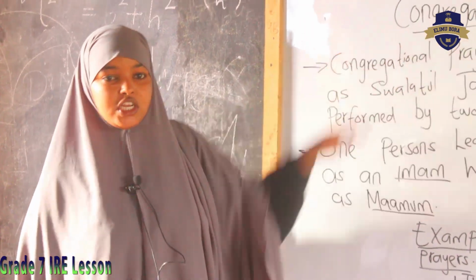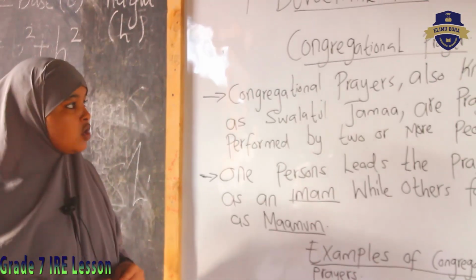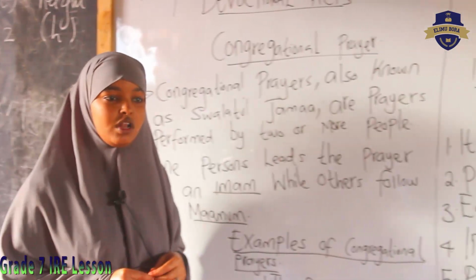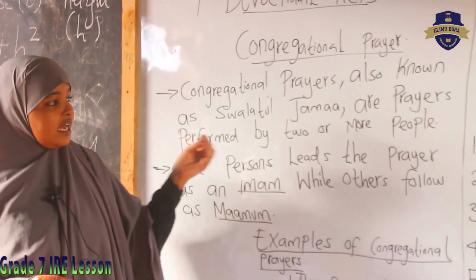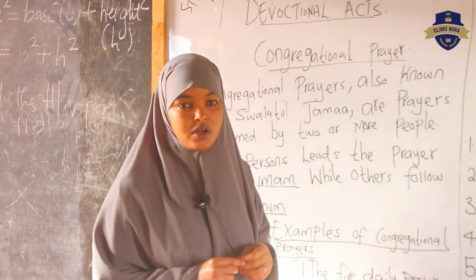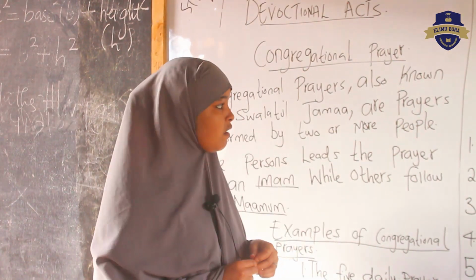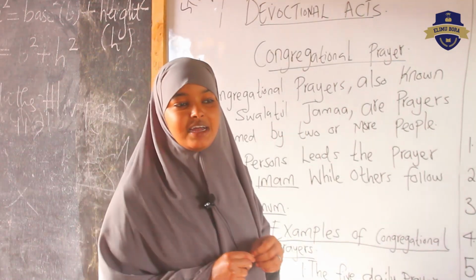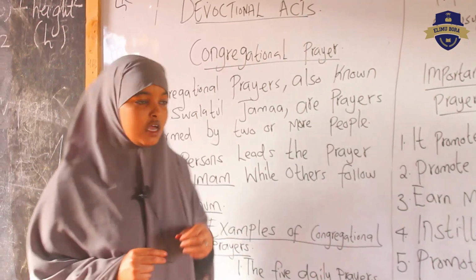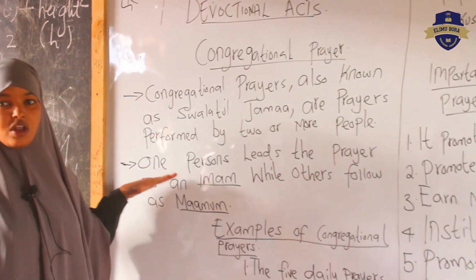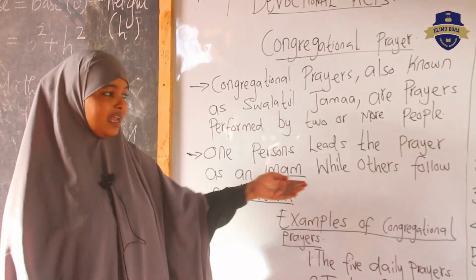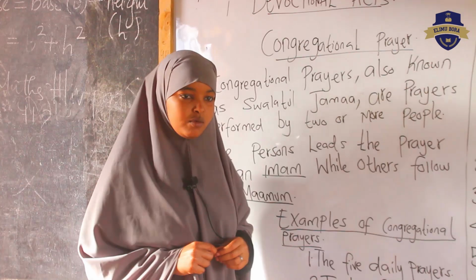Let's start with congregational prayer. Congregational prayer is also known as Salatul Jama'ah. These are the prayers that are performed by 2 or more people. In short, congregational prayer is a prayer that is performed by 2 or more people. And one person who leads the congregational prayer is called what? Imam. While others follow as the Ma'amum.